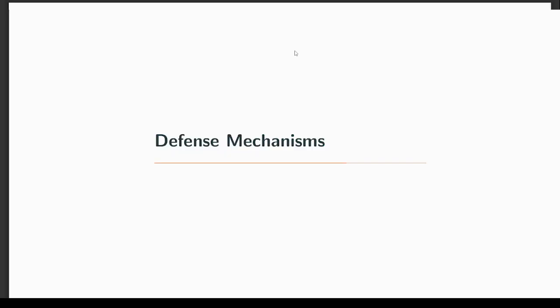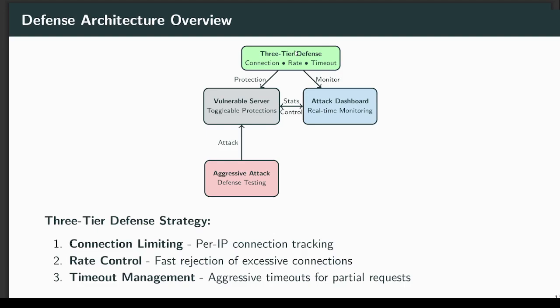If I want to tell you about the defense mechanism, there are three types of defense. I can limit the connections: if it receives too many connections from a single IP, it would close that connection. We can also control our rate: if it receives too many connections, it would drop the other excess connections. And there is timeout management: there might be aggressive timeouts for partial requests.